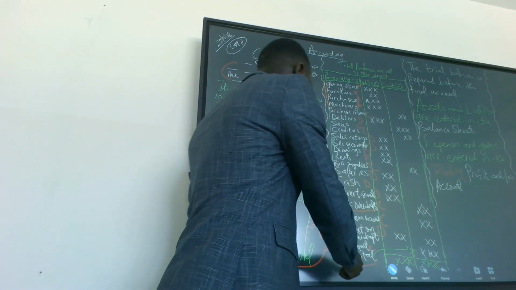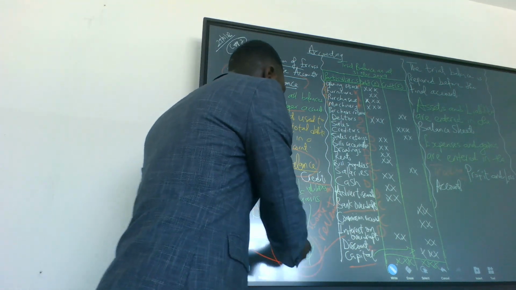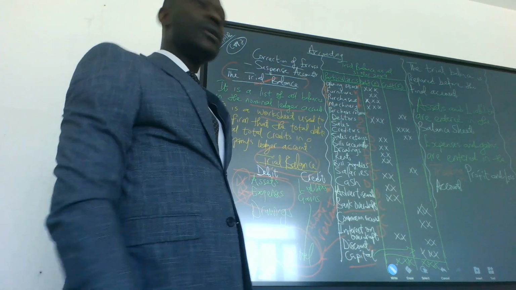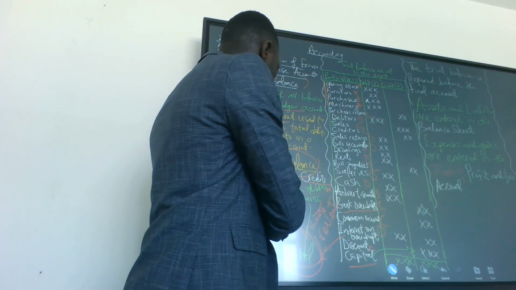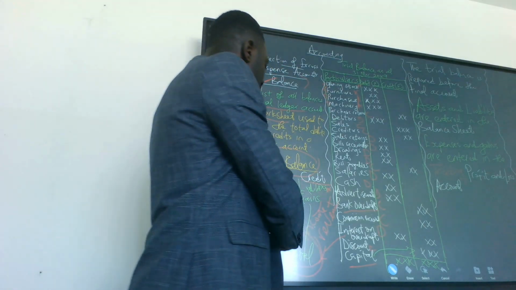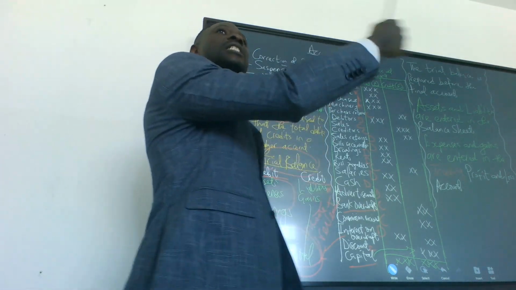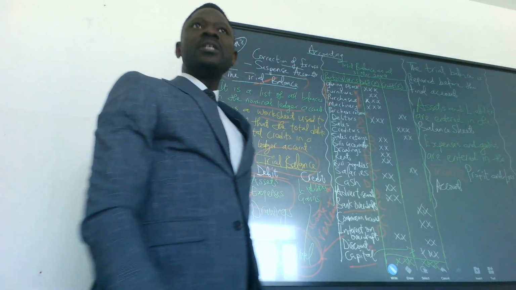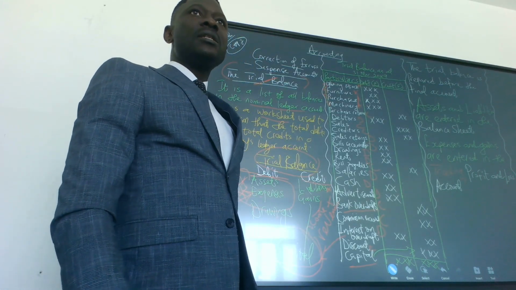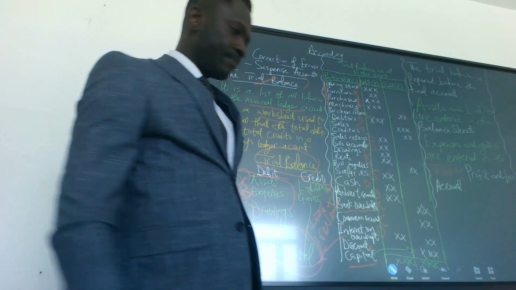And capital, I told you about capital already. It is on the credit side. The opposite of capital is what? Drawings. So if drawings is on the debit side, capital will be on the credit side. Because capital means additional money has been added to the business. Do we get it? Any question about that?